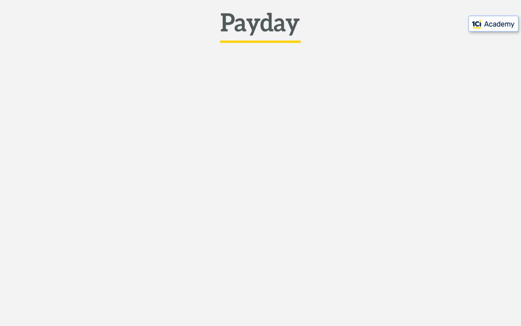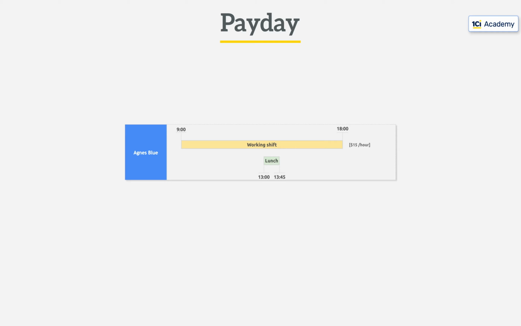First, let's see what kind of task we have in front of us. This is how one working day looked like for my favorite cashier, Agnes Blue. She worked the whole 9 hours shift from 9 a.m. to 6 p.m. It was pretty much behind the counter work with some occasional shelves tidying up. Usual shift that is paid $15 per hour according to our standard contract. During this time, she had a 45 minutes lunch break, which, as we agreed, should be paid at a little smaller hourly rate of $12 per hour.